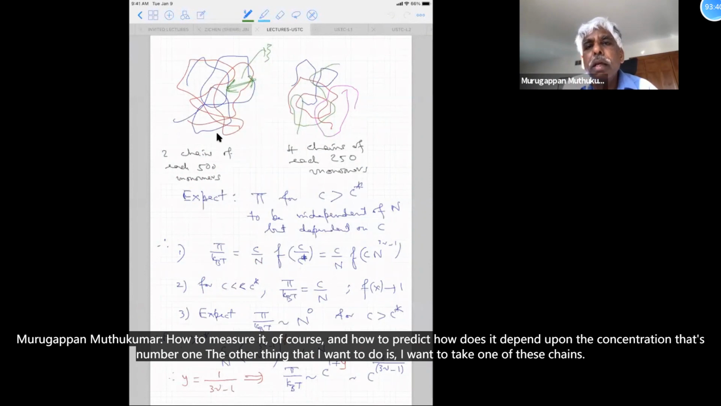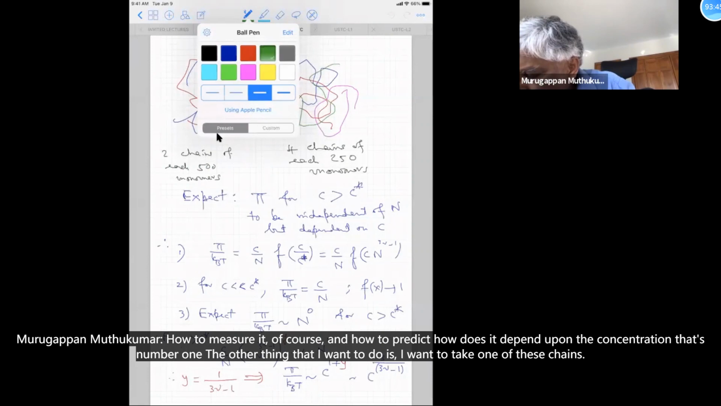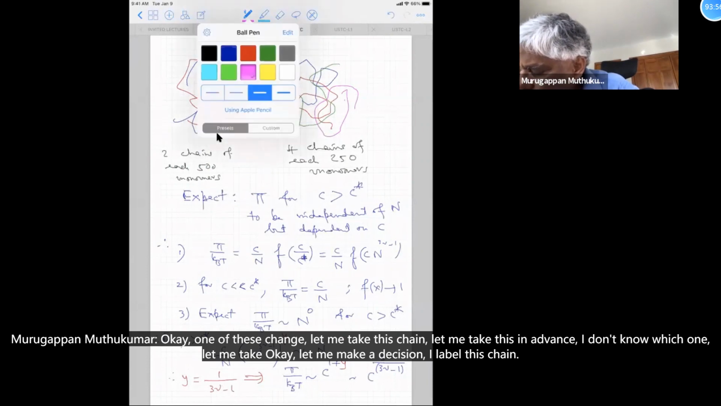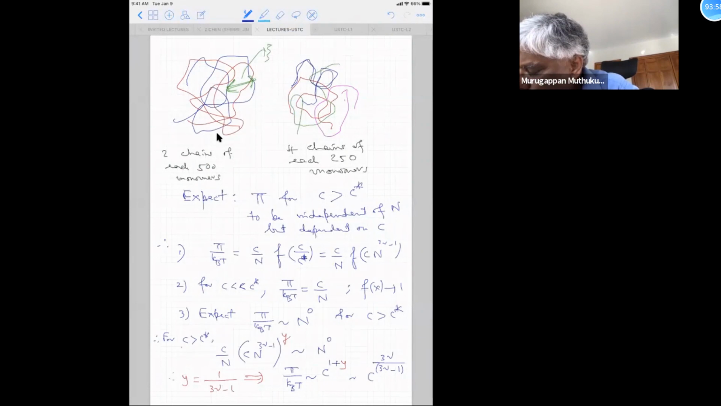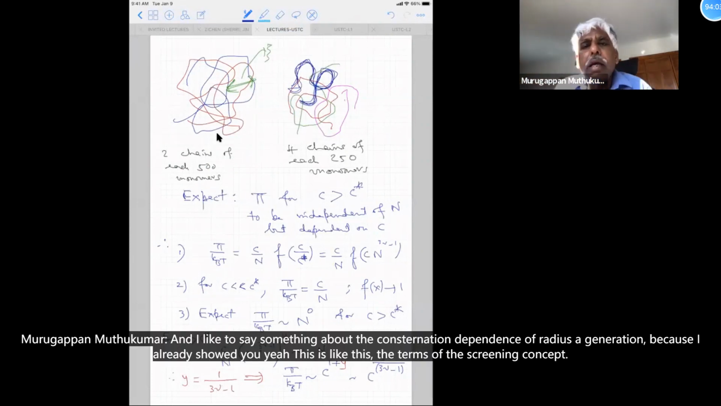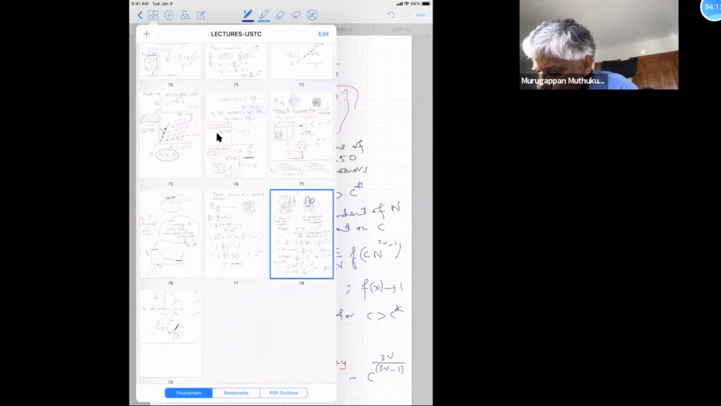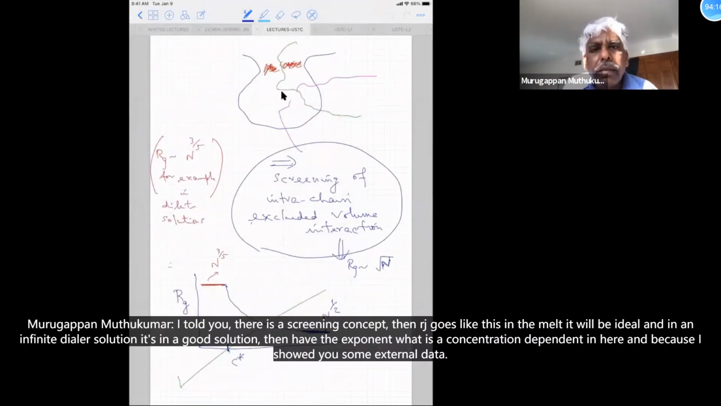That's number 1. The other thing that I want to do is take one of these chains. Let me take this chain as an example. I label this chain. And I'd like to say something about the concentration dependence of the radius of gyration, because I already showed you research like this. In terms of the screening concept, I told you there is a screening concept.